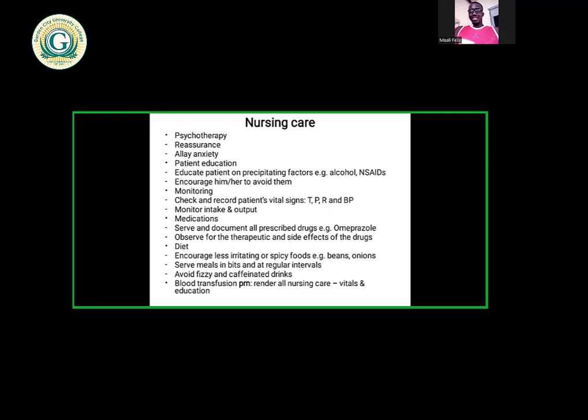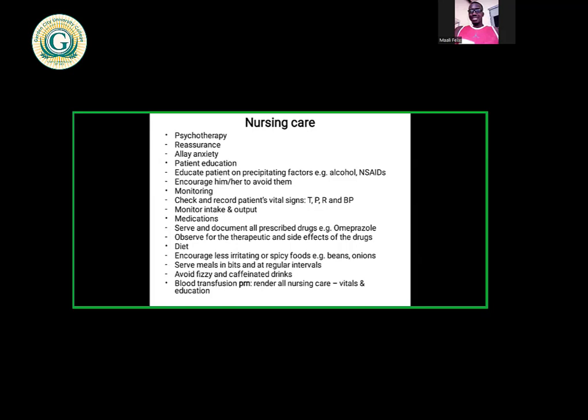What are the nursing care priorities? First, we do the psychotherapy. Why psychotherapy? Among the predisposing factors, stress is quite well known to predispose people to that. So you want to make sure that they are relieved of stress. In fact, there are patients who come to you with peptic ulcer that just by talking well to them, getting them relaxed, and reassuring them, the pain goes away.